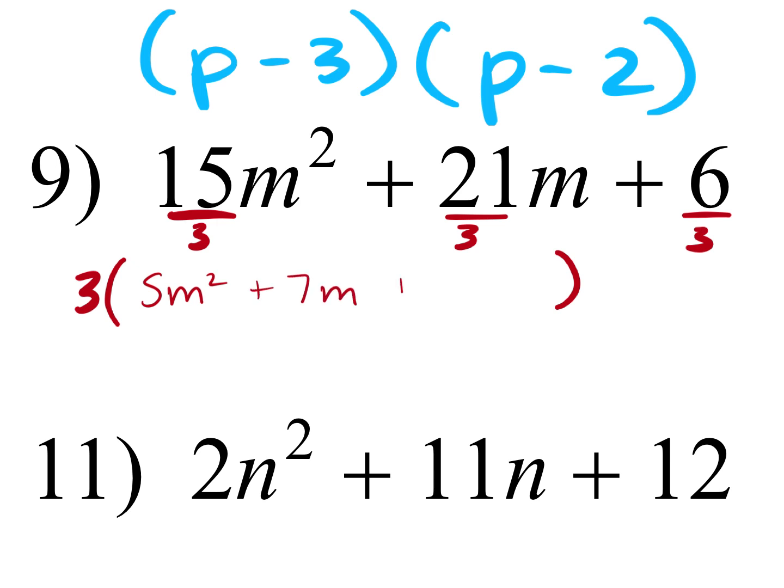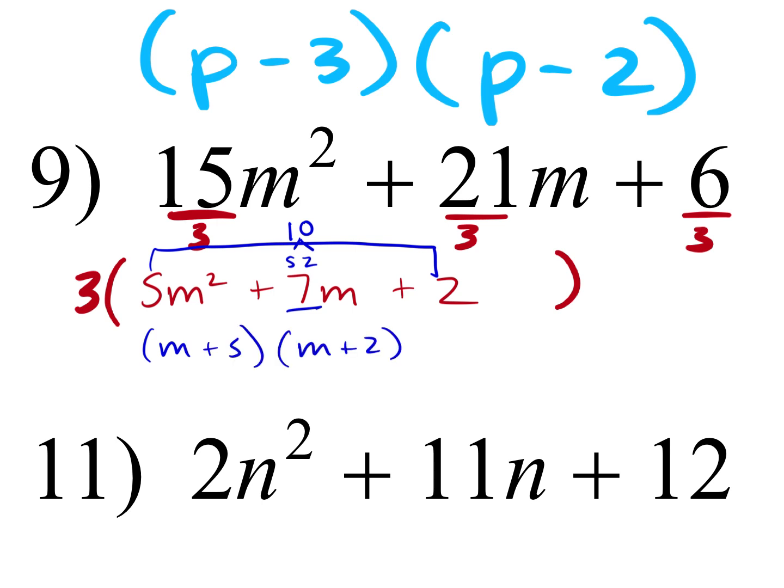plus 7m plus 2. Now what can we do? Multiply the first times the last. So 5 times 2 would be 10. What are two factors of 10 that add to 7? 5 and 2. So we have m plus 5 and m plus 2. We can't forget our GCF that we took out in the beginning, so we just put that 3 out front.